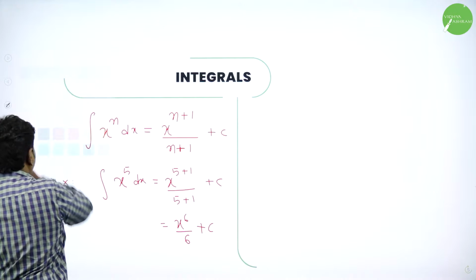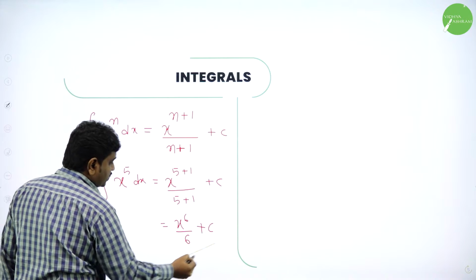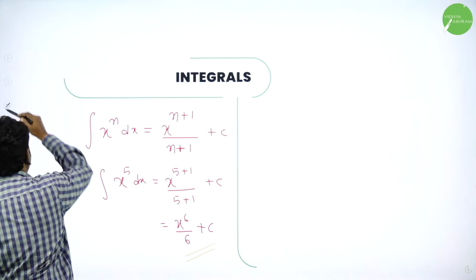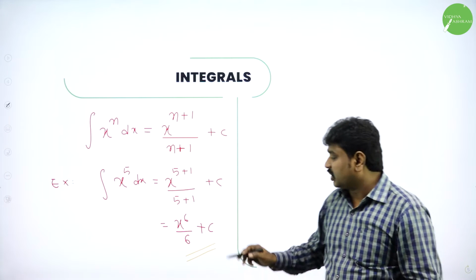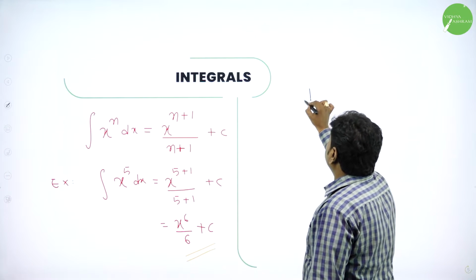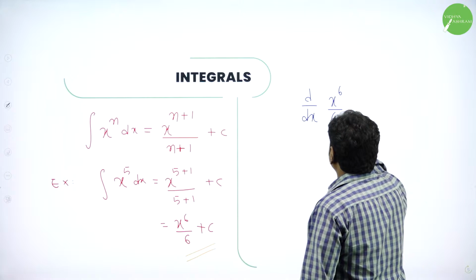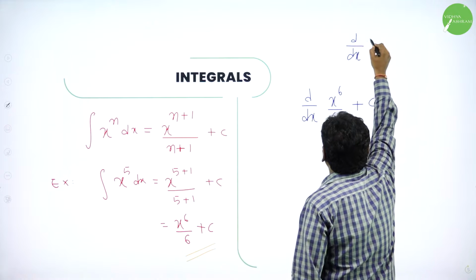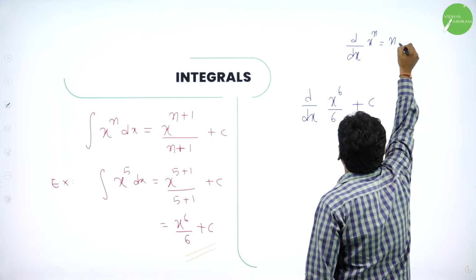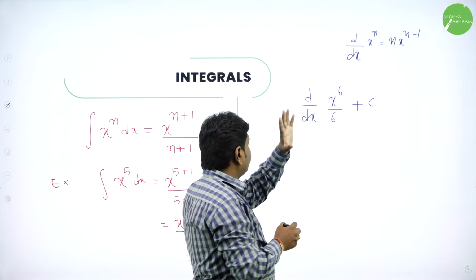Now my dear students, you can verify. I got this as the answer, and I'll see whether what I got is correct or not. How to verify? Differentiate it, you will get the answer. So now d by dx of x power 6 divided by 6 plus c. All of you know differentiation of x power n. I am going back to the last chapter. What is the derivative of x power n? n into x power n minus 1. Do you agree? So now we'll differentiate this.